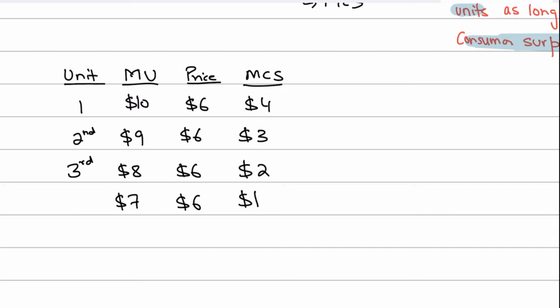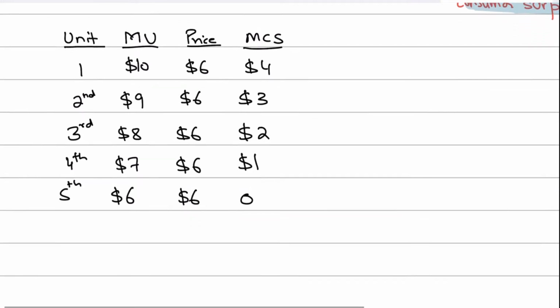Sorry, for the fourth, in fact, not for the third, for the fourth, right? And for the fifth unit, I am basically only willing to pay $6, while the price is $6 as well, and I do not gain any additional consumer surplus. Since marginal consumer surplus is the additional consumer surplus, I do not gain anything.